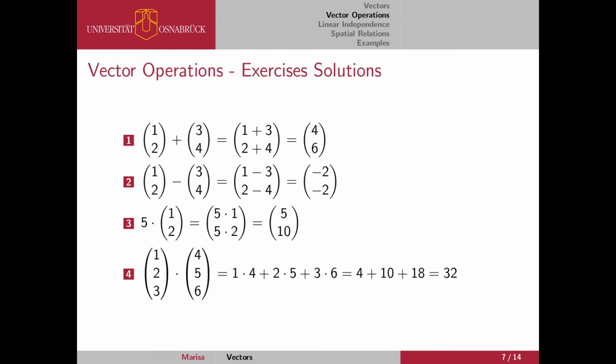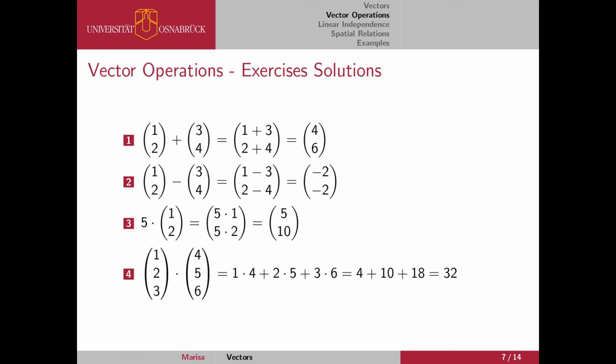Here you can see the solutions to the exercises from the previous page. In the first task, you had to add the vectors (1, 2) and (3, 4). The rule stated that you have to perform the addition row-wise. And therefore we have 1 plus 3 in the first row and 2 plus 4 in the second one. And therefore we will end up with the vector (4, 6).